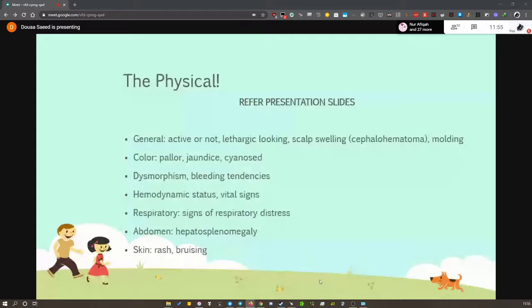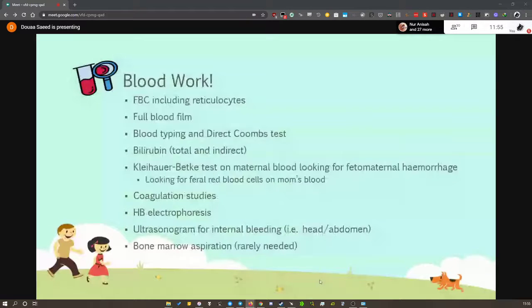So we move on to investigations. In investigations, you want to take a full blood count, including reticulocytes, a full blood film, typing and direct Coombs test, bilirubin, total and indirect, and you want to take the Betke test. I'm not sure if I'm pronouncing it right, but this test is basically looking for fetal red blood cells in mom's blood, so maternal blood. If you find both blood cells, then it can be signs of fetal maternal hemorrhage.